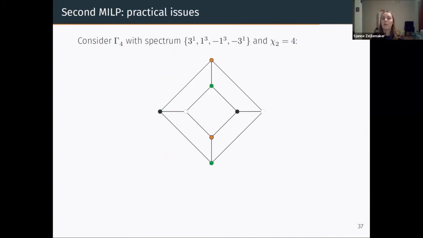So in theory, this all works very nicely, but we ran into some problems with the practical application. The main issue here is that really no solver has infinite precision. If we just look at a graph that we saw before, some prism graph, gamma 4, we can easily check that its 2-chromatic number should be 4. If you pick one of these green vertices, for example, the only other vertex at distance not more than 2 is really the other green one. So this is an optimal coloring.